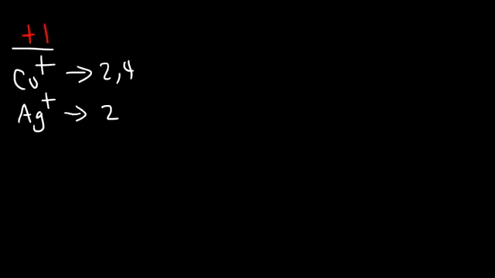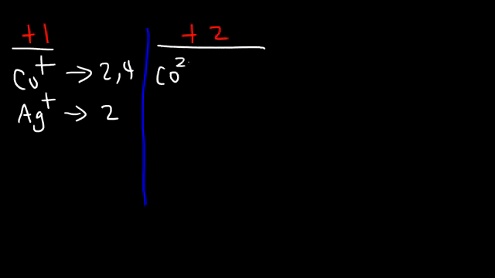Now let's say we have a transition metal ion with a charge of +1, such as Cu+ or Ag+. The coordination number of copper +1 is 2 and 4. For silver, it's only 2. And so if the charge is low, the coordination number is relatively low. But notice what happens if we increase the charge, let's say to +2.